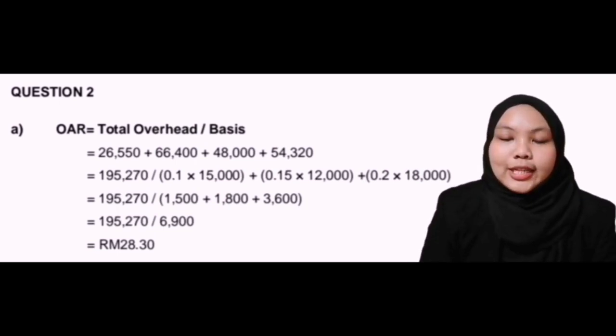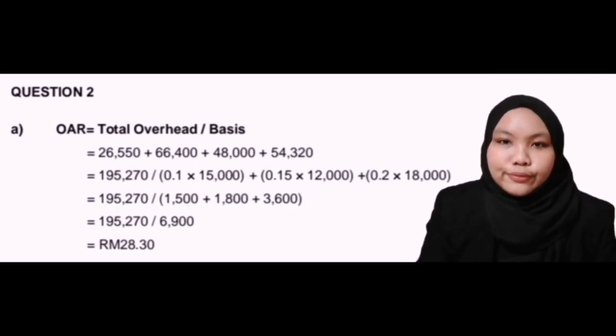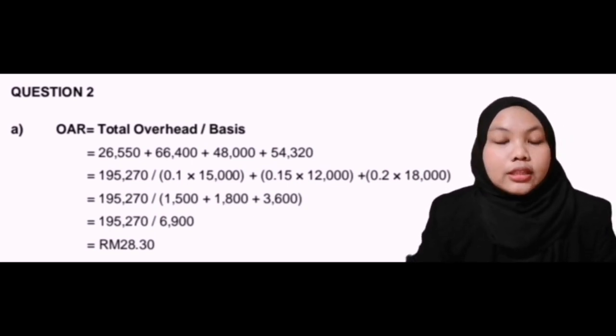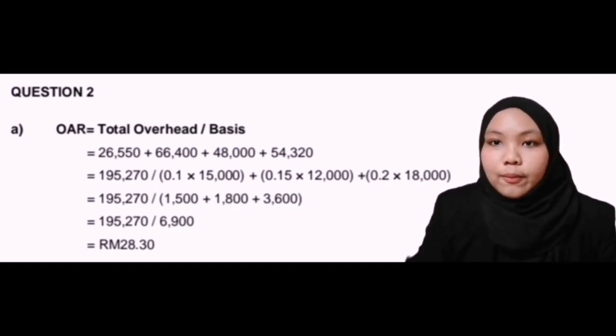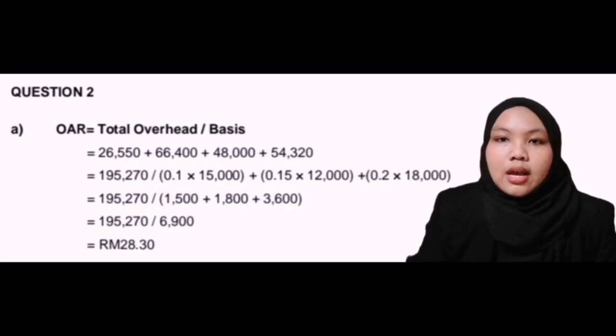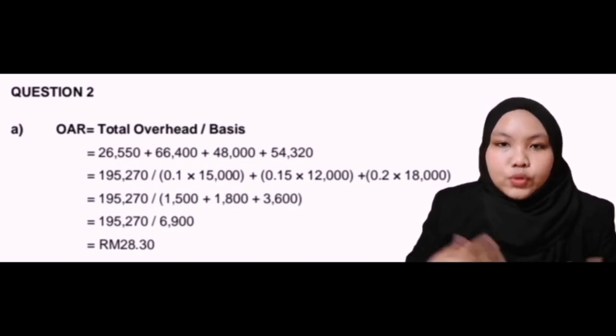Today I would like to explain the answer for question number 2A. To find the overhead cost per unit, we need to find the OAR first. The formula for OAR is total overhead over basis. The total overhead in question 2 is the sum of the machine setup cost, machine running cost, procurement cost, and delivery cost.